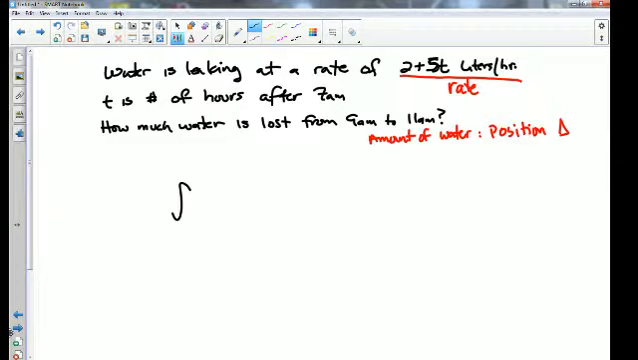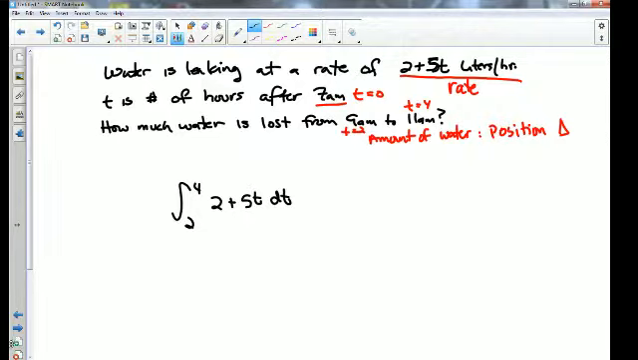From 2 to 4, because 9 to 11, and it equals the integral of 2 plus 5t dt. What's the 2? t is the number of hours after 7 a.m., so 9 a.m. is time 2, and 11 is 4. Very nice. Good questions.